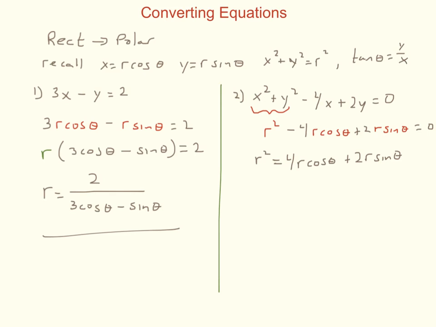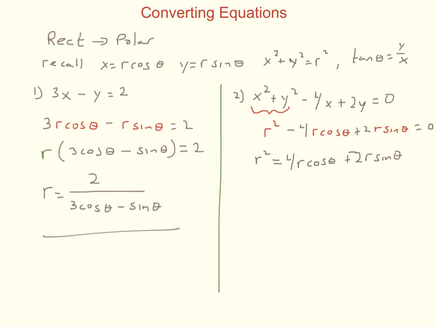In the next one here, I have x squared plus y squared minus 4x plus 2y equals 0. Well, I know x squared plus y squared is equal to r squared. Minus 4r cosine theta plus 2r sine theta equals 0. Now going through and getting everything over to the other side, I get that r squared equals 4r cosine theta minus 2r sine theta. That should be a minus there.